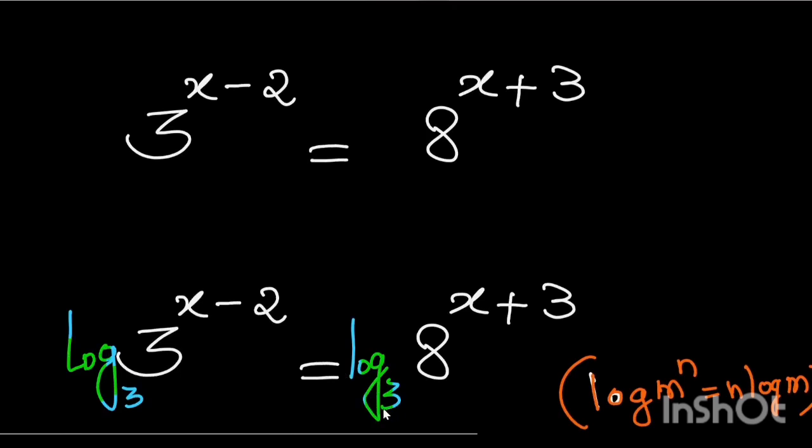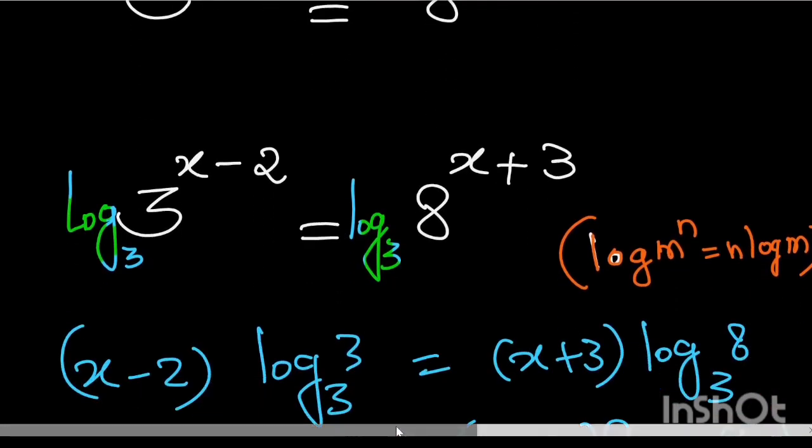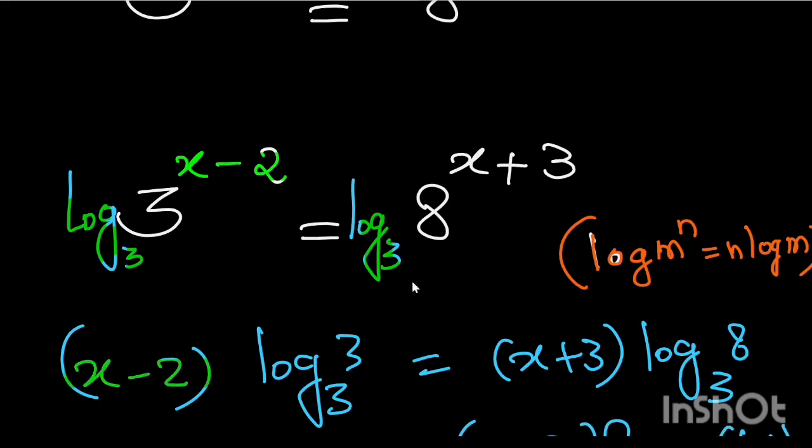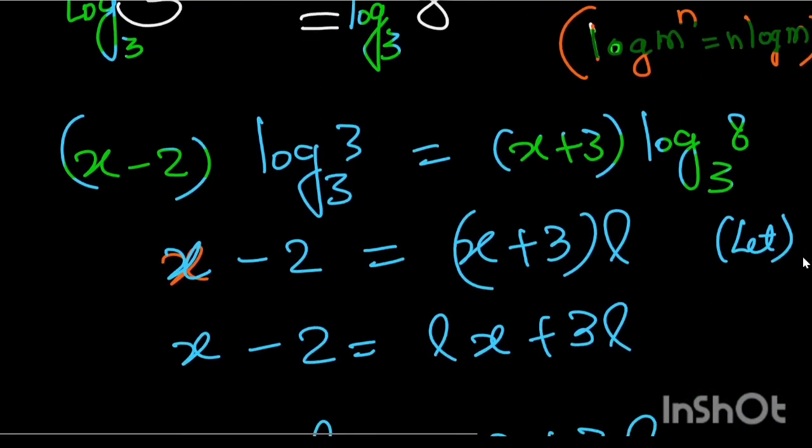log on both sides. So taking log base 3, we have taken. So x minus 2 will come down, x plus 3 will come down in multiplication of log 8 base 3, using log m to the power n is n log m. So log 8 base 3, you can write it like that, or you can assume it to be L, just for the sake of simplicity in writing. Now L gets multiplied inside, so we get Lx plus 3L.